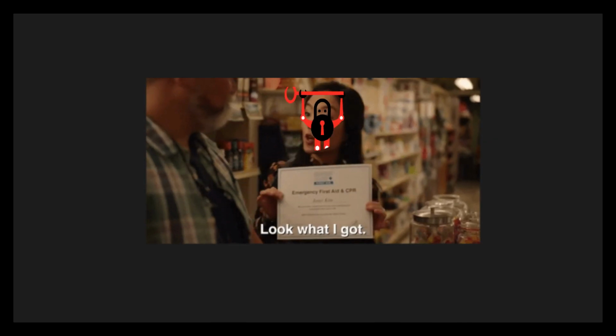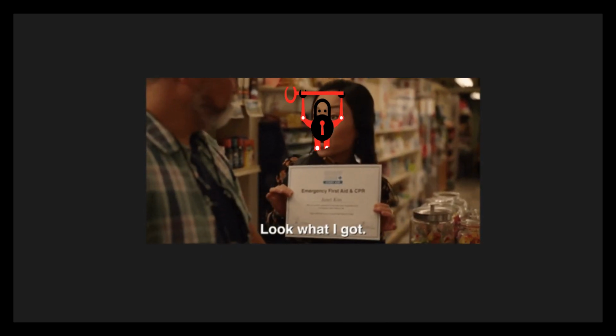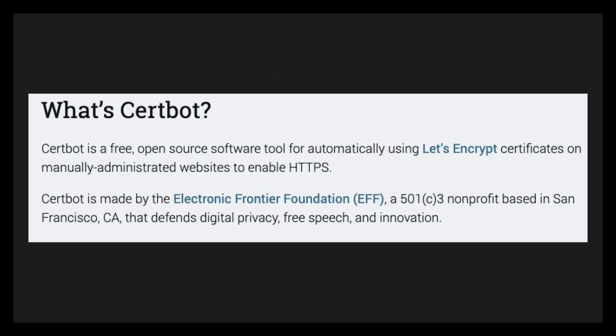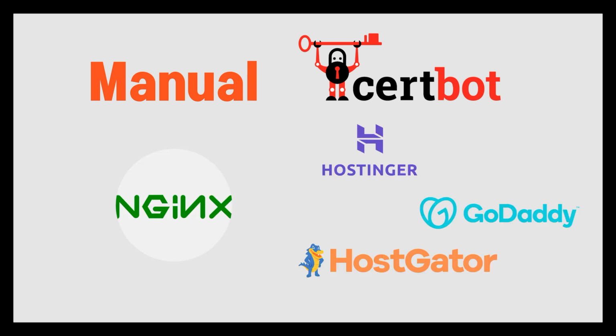So how to get SSL for free? Thanks to a tool called Certbot. For those of you who don't know what Certbot is, here's a quick explainer. Certbot is a CLI tool to get free SSL certificates valid for 90 days. You must have seen the implementation in Nginx. However, in this video we will learn how to install an SSL certificate manually in our cPanel.